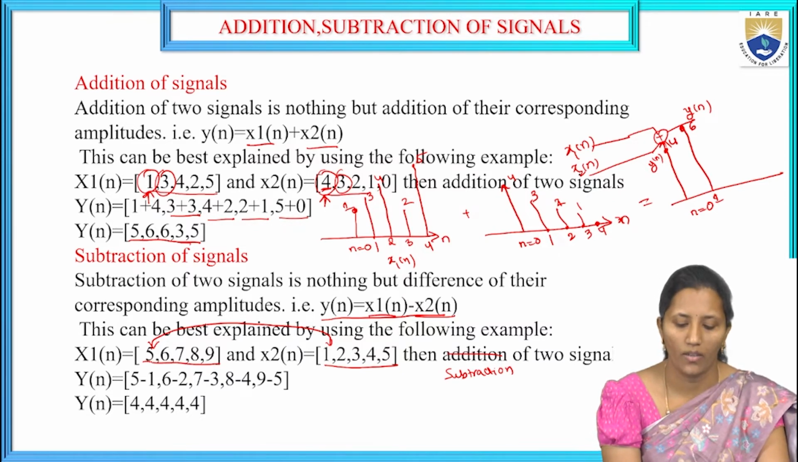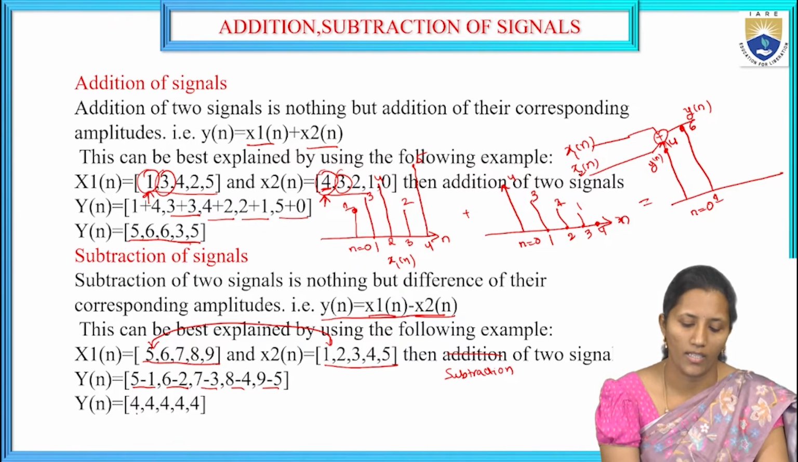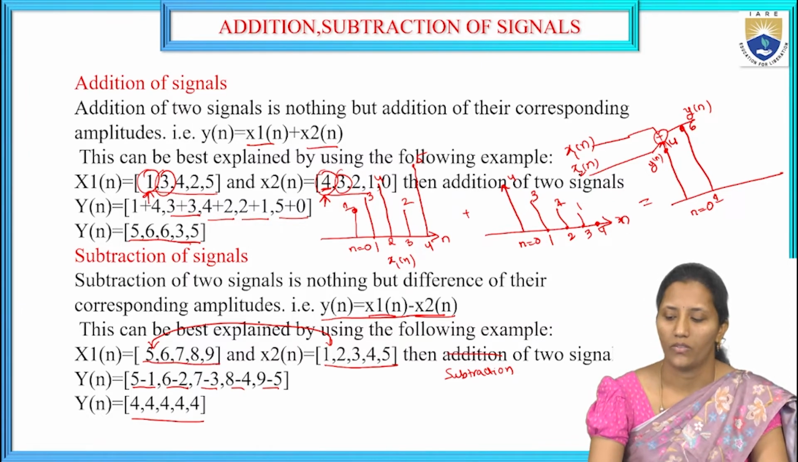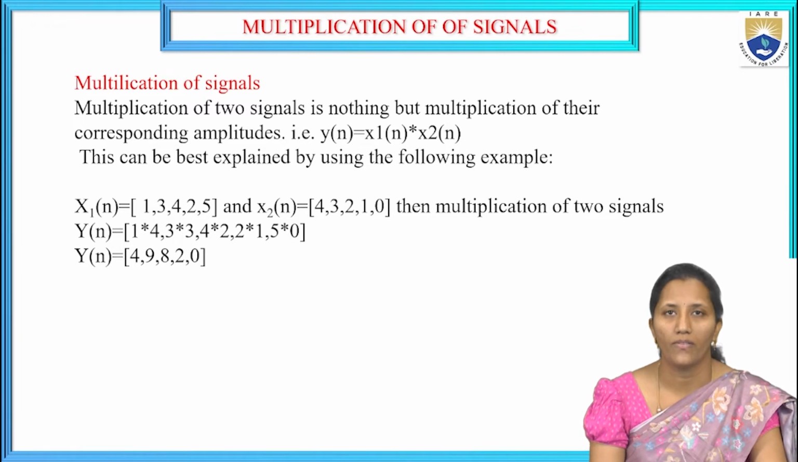So, for n is equal to 0, I am taking x1 of n is 5. For x2 of n, it is 1. So, y of n will become 5 minus 1, and for n is equal to 1, it is 6 minus 2, and so on. The corresponding magnitudes' difference will be taken. The corresponding output is the difference of the magnitudes of x1 of n and x2 of n.